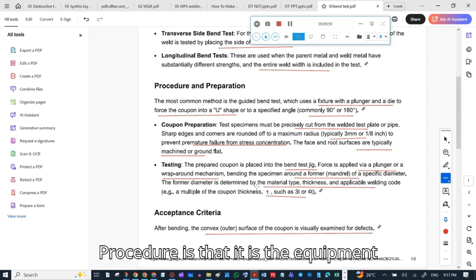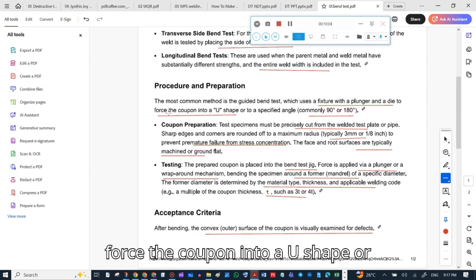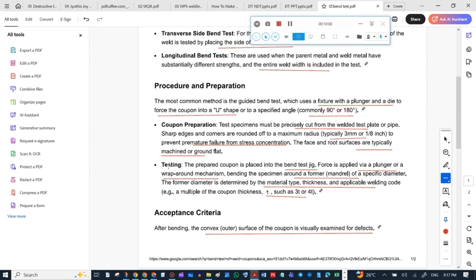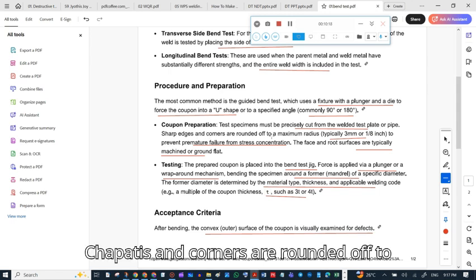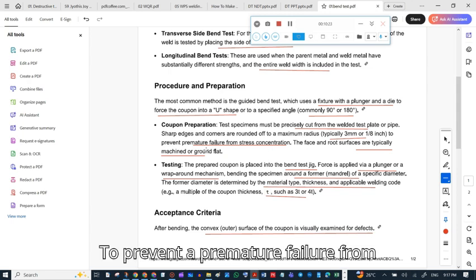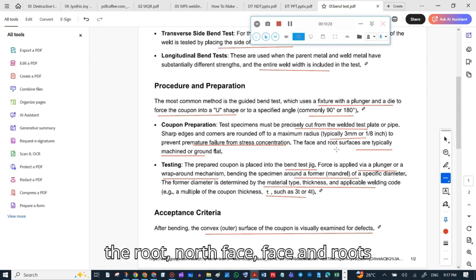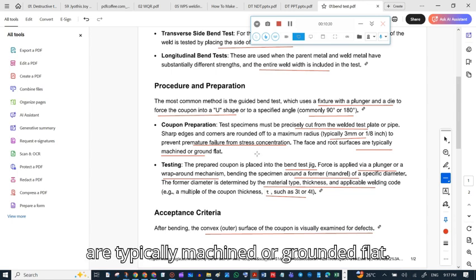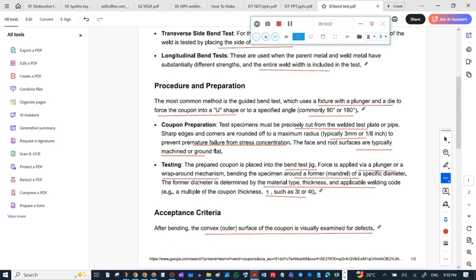The procedure is that the equipment uses a fixture with a plunger and die to force the coupon into a U shape or a specified angle, usually 180 degrees. The specimen is precisely cut from the welded test plate. Sharp edges and corners are rounded off to a radius of 3 mm to prevent premature failure from stress concentration. Then the root and face surfaces are typically machined or ground flat.